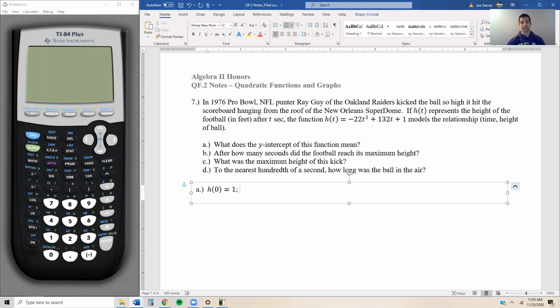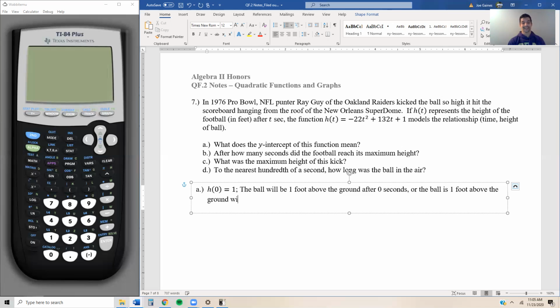What does the y-intercept mean? This means that the ball will be 1 foot above the ground after 0 seconds, or the ball is 1 foot above the ground when it is kicked. So time starts when he's kicking the ball. So 0 would be the time of impact, and that ball would be 1 foot above the ground.